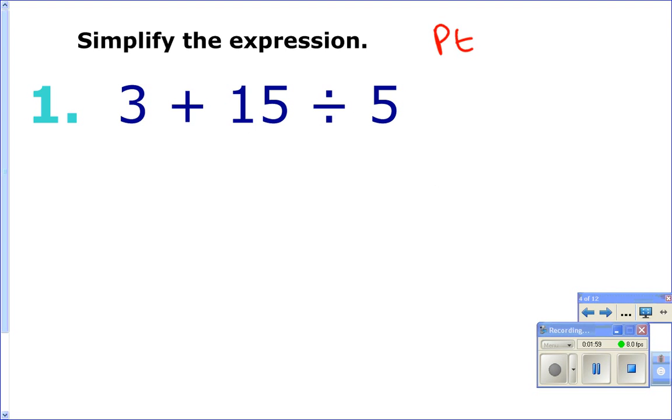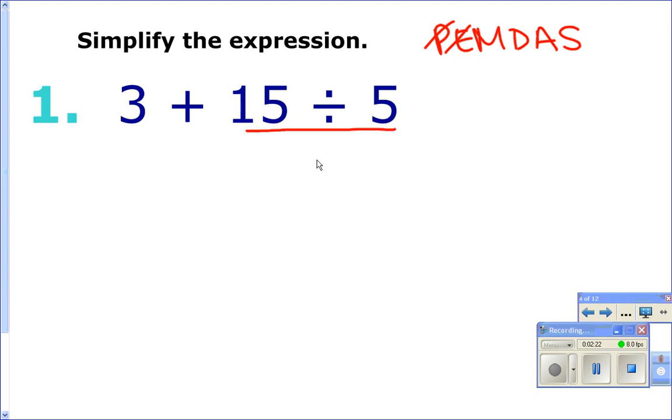Now, our first example, we have 3 plus 15 divided by 5. Okay, so we have PEMDAS here. If you want to write the acronym across the top of each problem and then cross it out as you go, you can do that. I'll do that for the first couple, but after I won't do it anymore. So we don't have any parentheses. We don't have any exponents. We have multiplication or division, and we have a division symbol. So we're going to underline what we're working with.